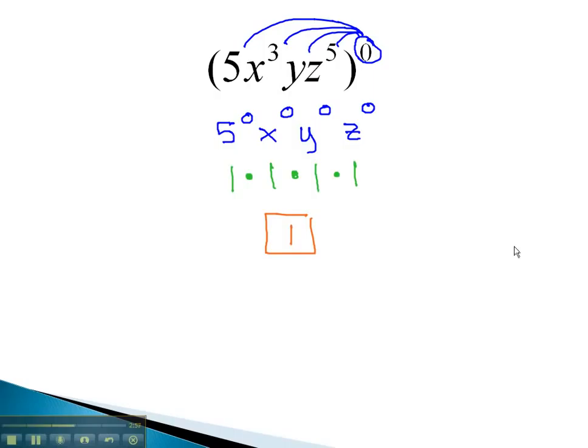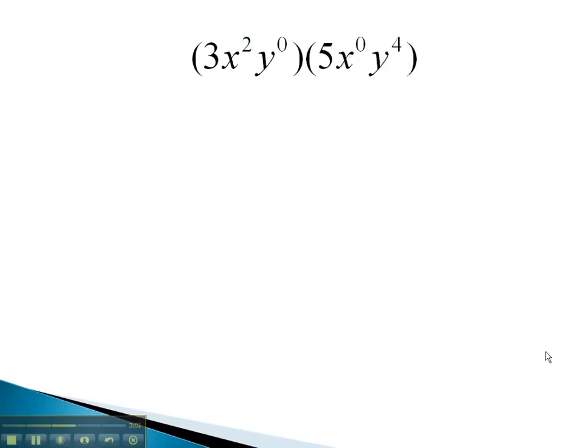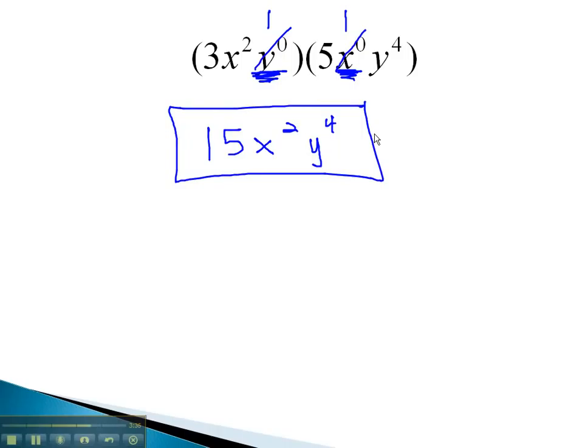Let's look at another expression that uses a variable to the 0 power. In this problem, the 0 exponents are only on the y and the x. Each of those will simplify simply to 1. Now, looking at the numbers, we have 3 times 1 times 5 times 1 is 15. We also have an x squared and a y to the 4th. And this becomes our simplified solution.